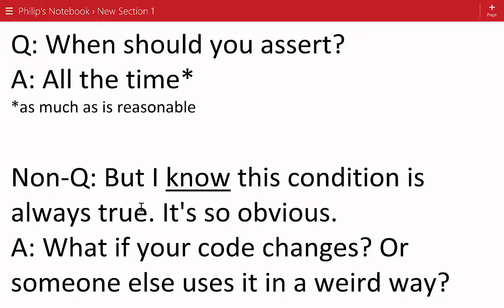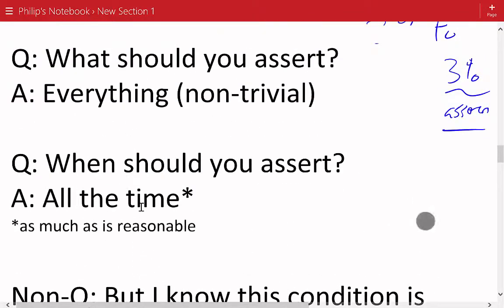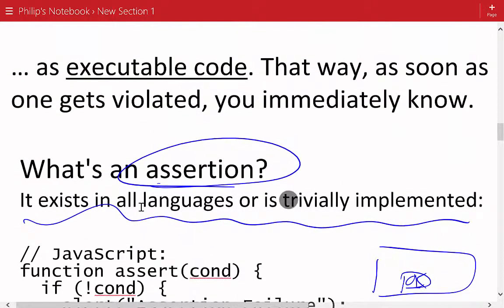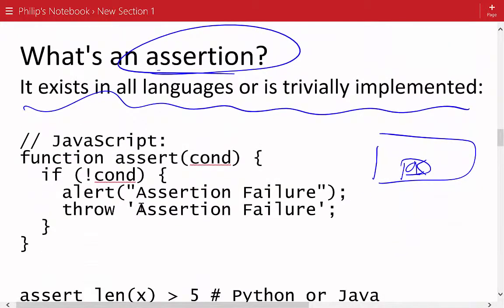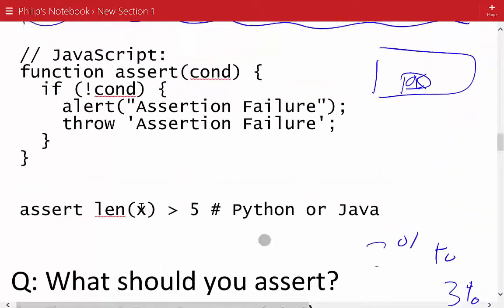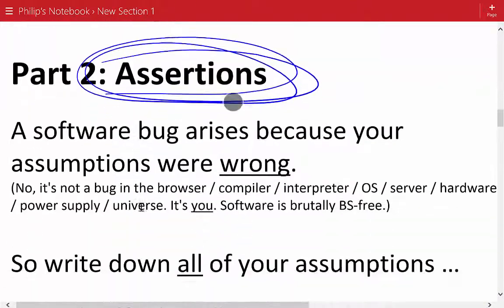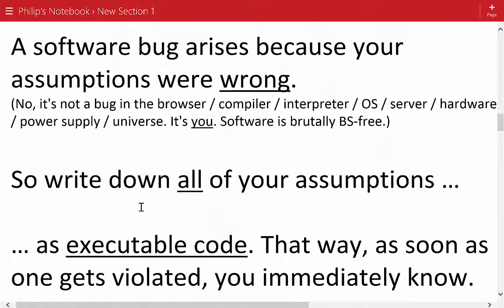So to recap, an assertion is simply a piece of code that asserts whether a condition is true. If it's false, it throws an error right away. You can use it in any language and just use it as much as possible. And the reason you should use assertions is because of this thing that should get seared into your head: bugs arise because your assumptions are wrong, so write all your assumptions down and write them as executable code. Okay, so now I'll actually show you code rather than just talking.